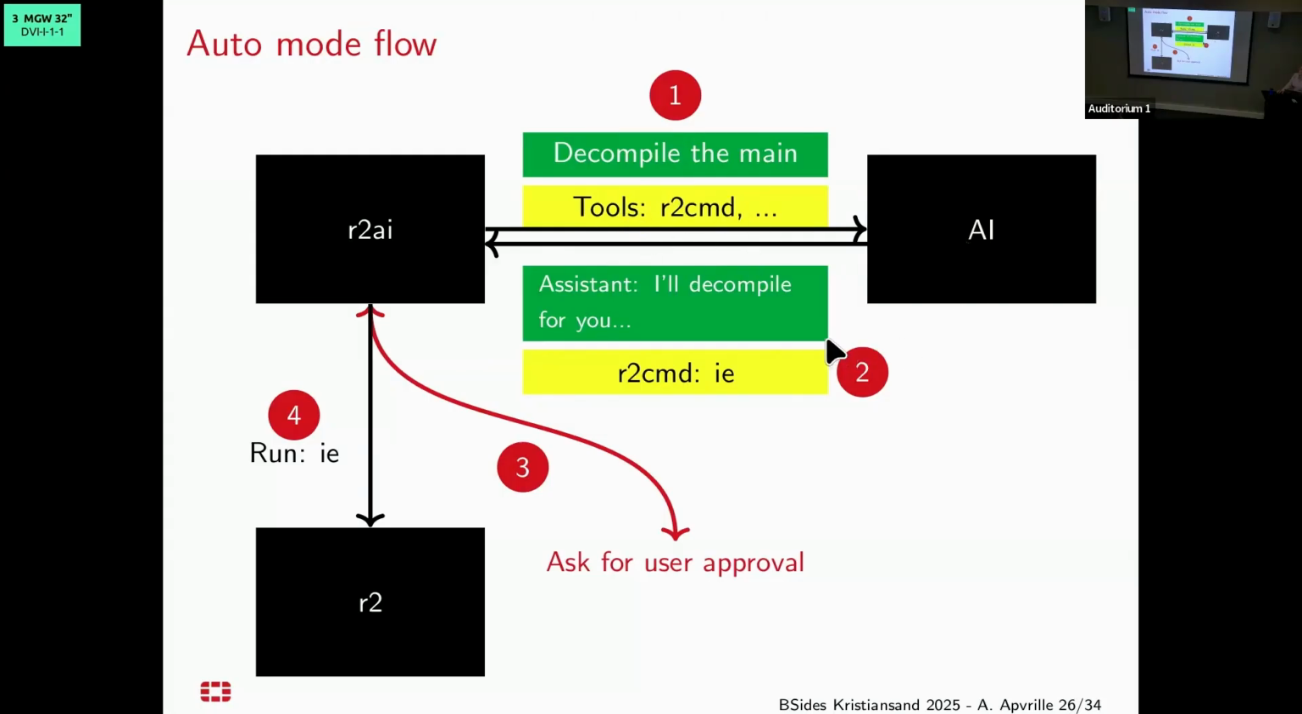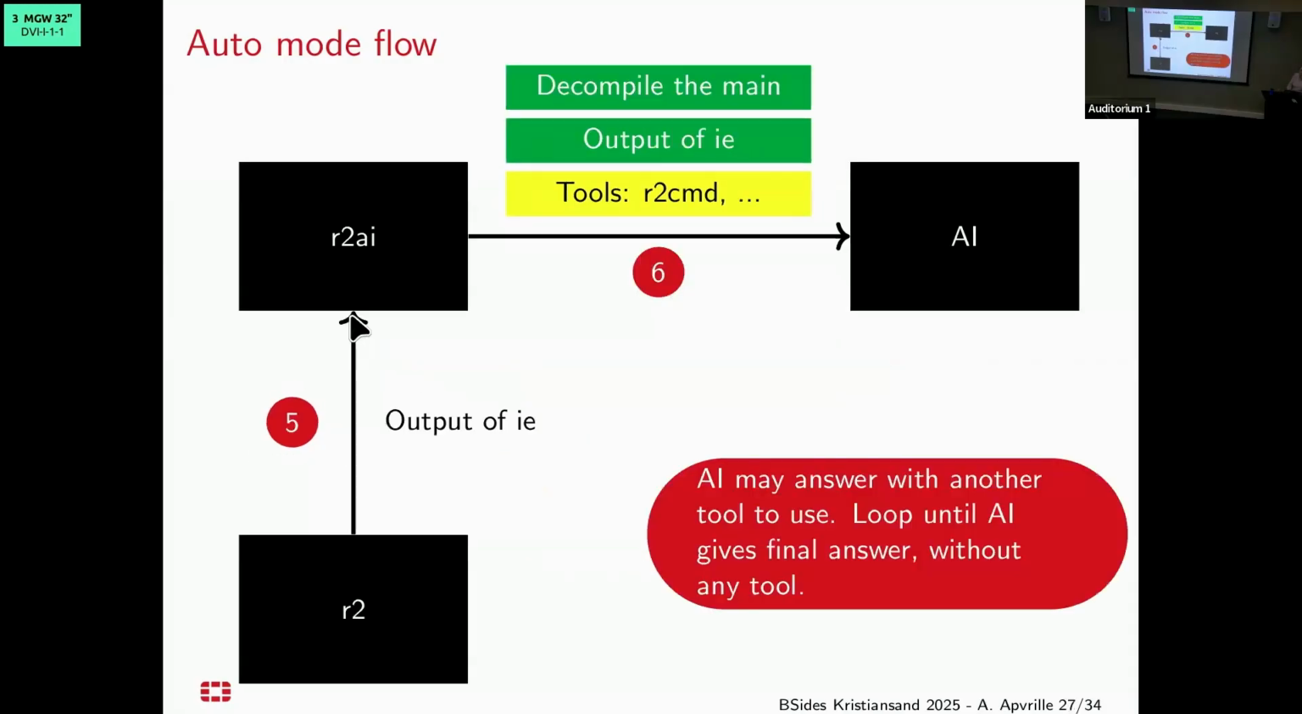The AI will say, okay, locate for me then the entry point, and the command is ie. R2ai is going to say to the end user, are you okay if I run ie on your host? And you decide or not. If you decide yes, then ie will return the entry point address, and we'll send that back to the AI. And then it continues, with the AI asking many other questions, until it is able to solve your question.